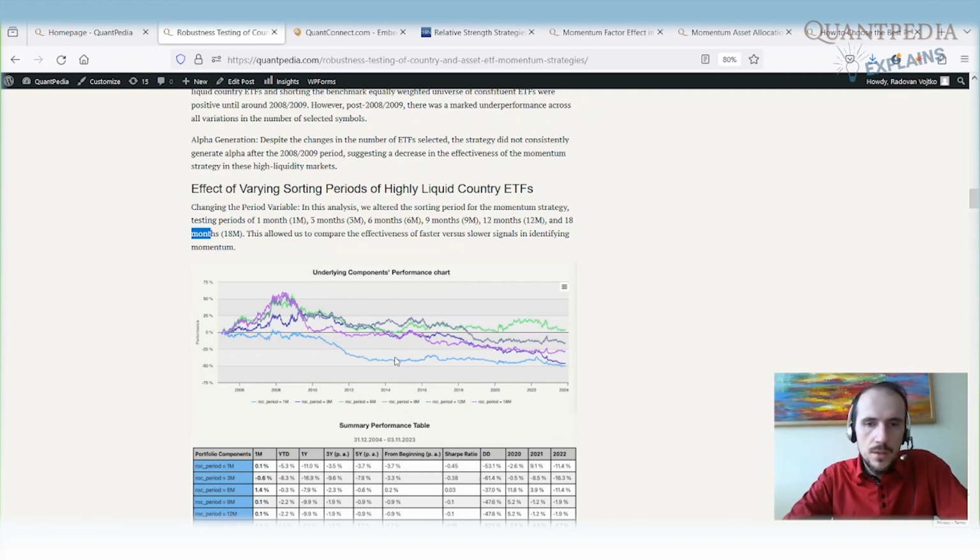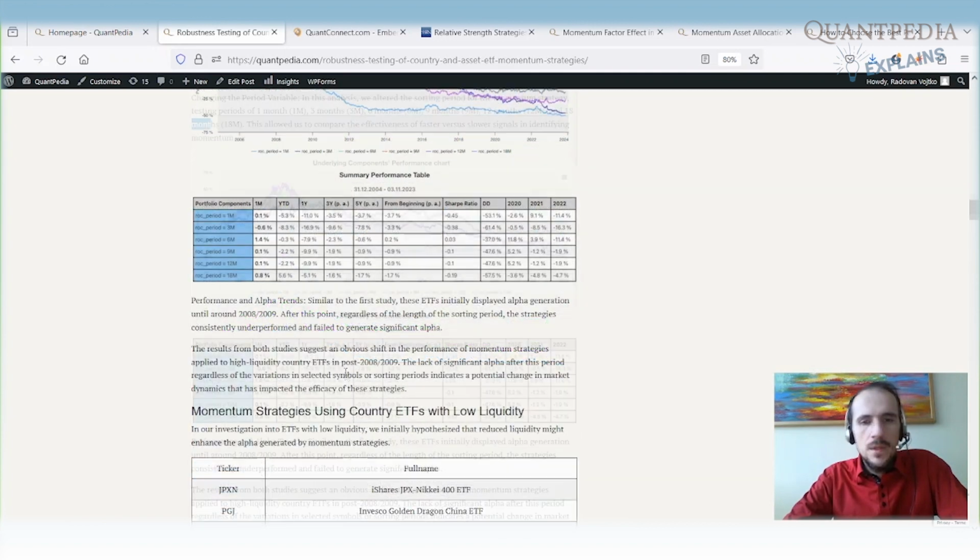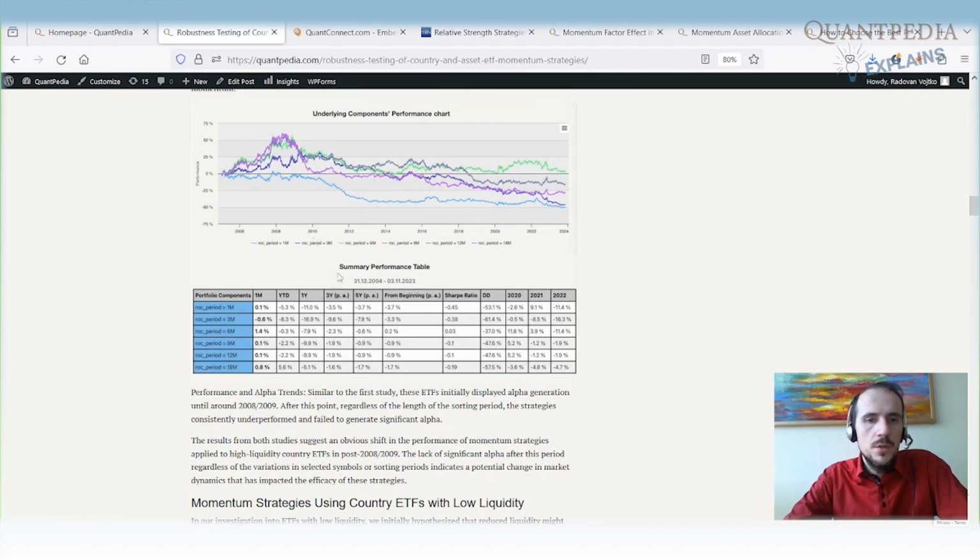Once again, in the chart you can see just the alpha. Once again we have the same results, so the strategy had a very positive alpha until 2008-2009, but after that the country momentum lost outperformance against the natural benchmark, so the equally weighted investment universe of those highly liquid ETFs.